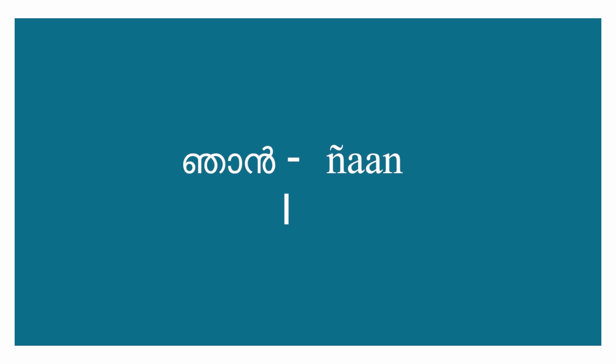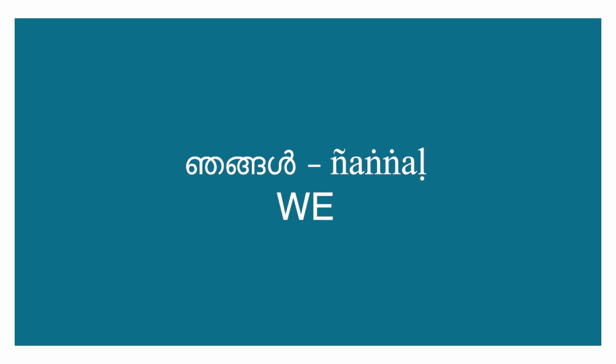Instead, we use pronouns. In any language, pronouns play a crucial role in communication, helping us refer to ourselves and others without repeating names. Malayalam, like many other languages, has distinct pronouns based on the person being addressed. In Malayalam, for the first person singular, we say njan. That means I. Njangal means we. That's the first person plural exclusive. Then comes ende, my. It's a possessive form of I.